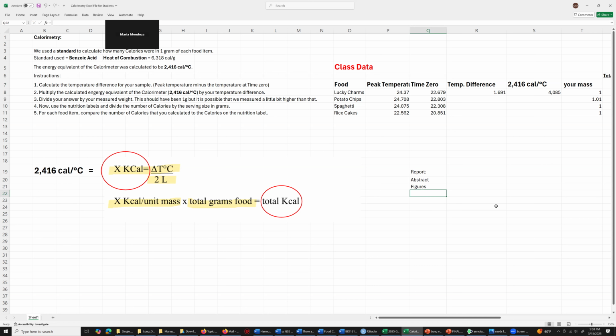Then we have a short discussion. So I'm just going to write short discussion. This is just going to be one paragraph, but one really good paragraph. And that's it. Your report should hopefully be really easy. And I'll see you guys in class on Thursday.